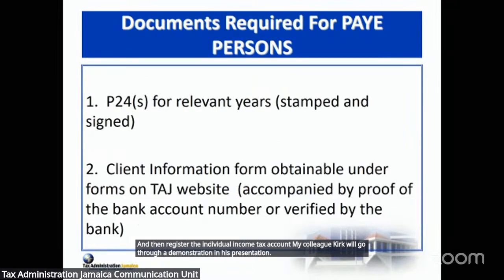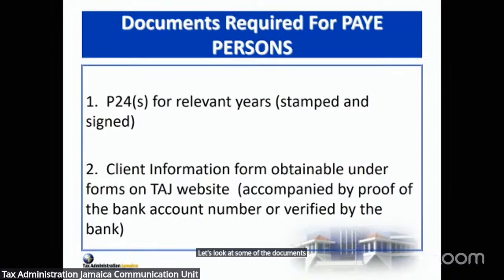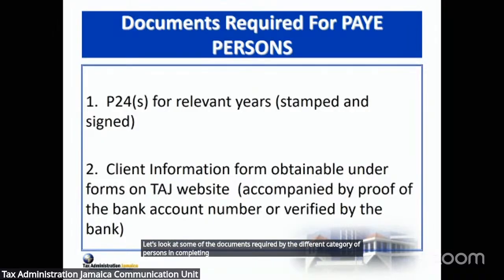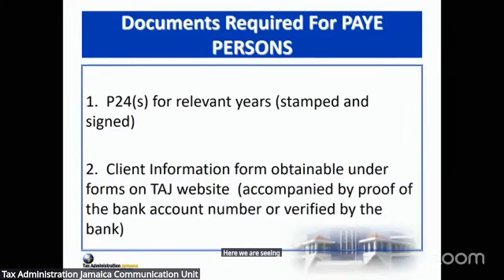Let's look at some of the documents required by the different category of persons in completing this IT-05. Here, we are seeing persons who are on the pay-as-you-earn system. There are two main documents that they will require. These are the P24 for the relevant years, and we ask that this P24 form be stamped and signed by your employer. The second item required is the client information form.